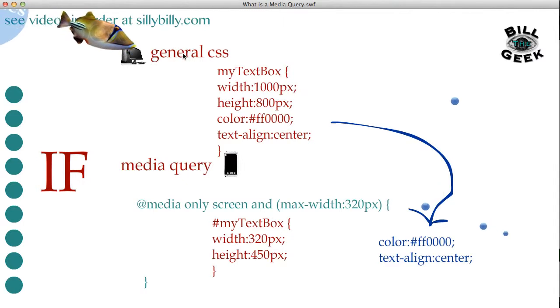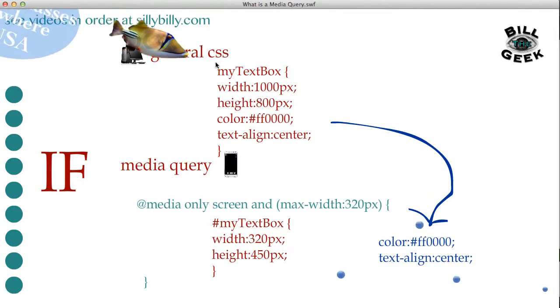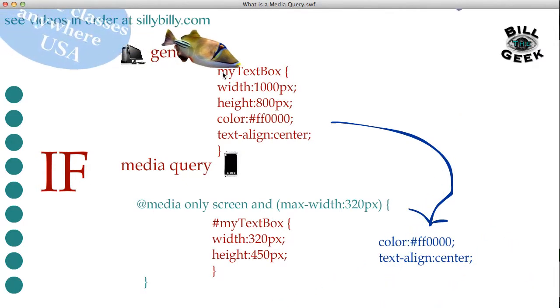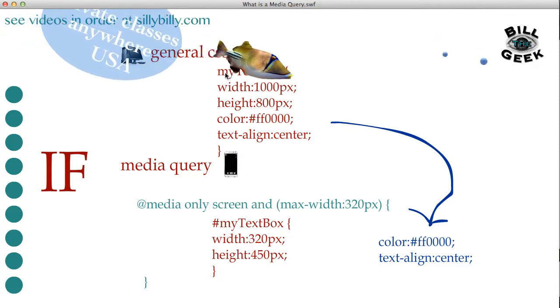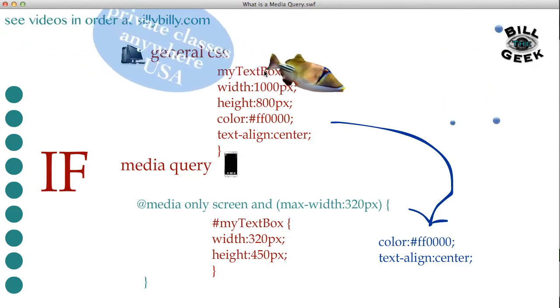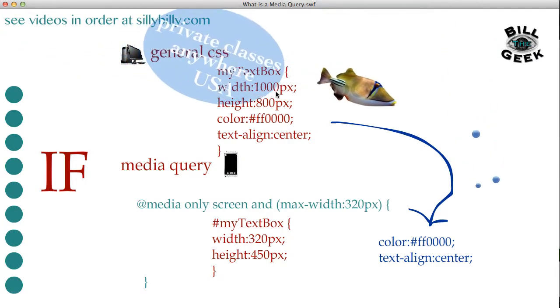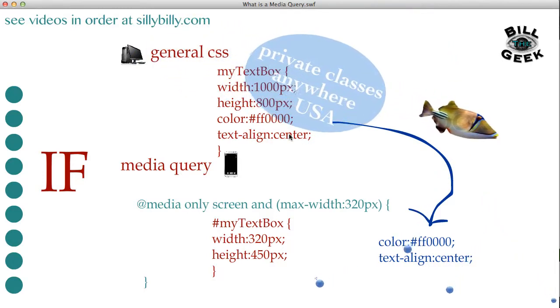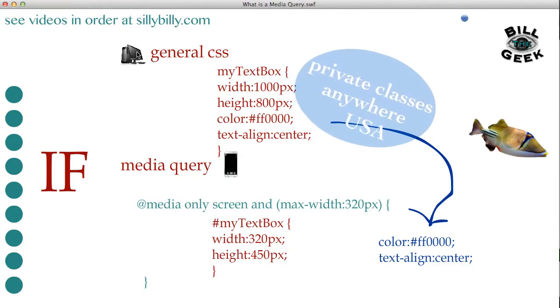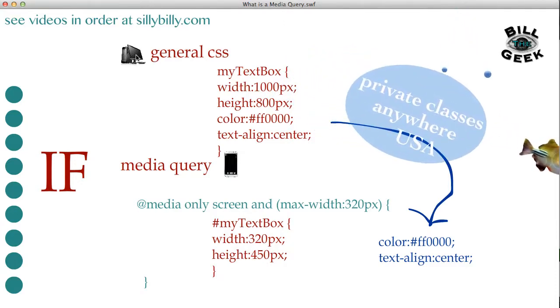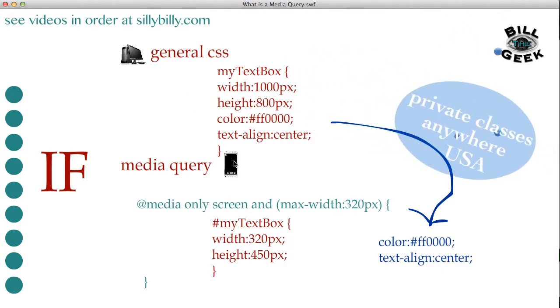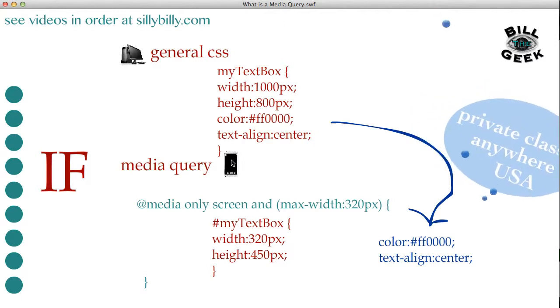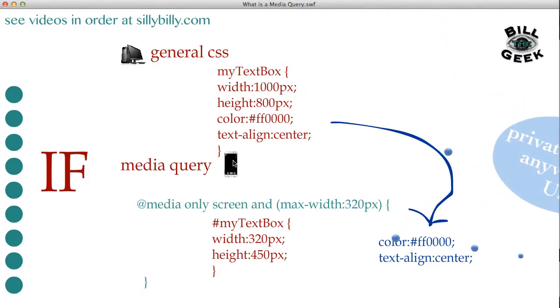So here we go. Here's my general CSS style sheet. I might have some ID or class. It's called my text box. The width is this, the height is that. Here's the color red, text align center. Okay, so that's going to show up okay over here, but I want it to show up in this smartphone perfectly right here. So here I start my media query.